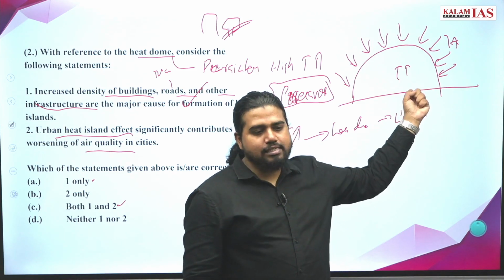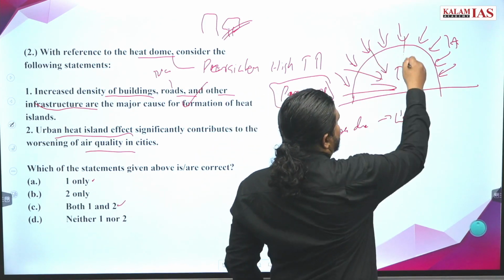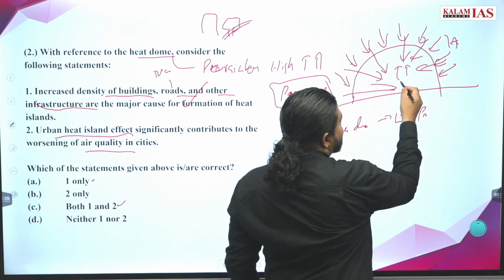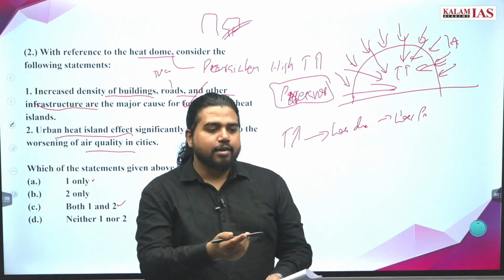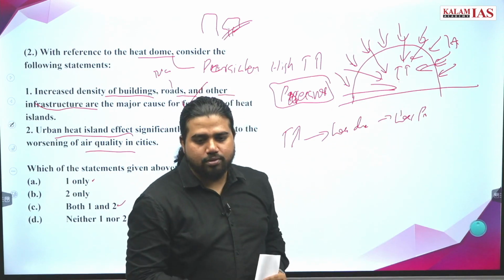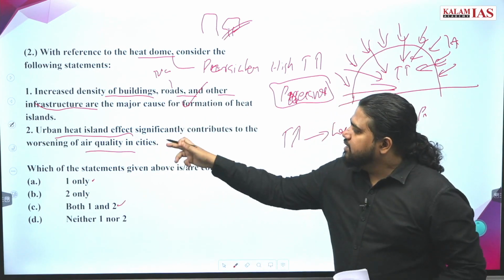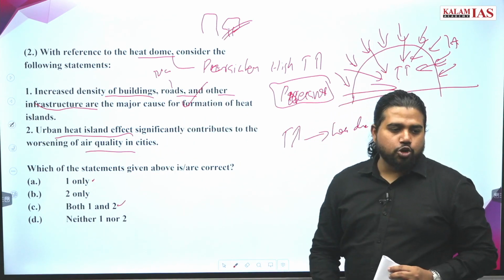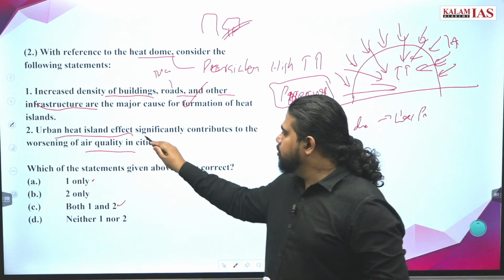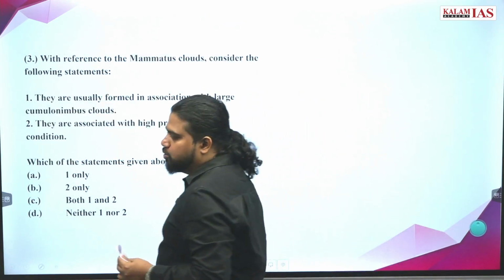Now a low pressure system developed means air from all other areas will come to the low pressure zone. So this air will also bring different particulate matter and other pollutants from the nearby zone into this heat island zone. So due to multiple mechanisms, worsening of air quality is also a problem associated with heat dome or urban heat islands. Both these statements are correct. The answer here is C. Answer the third question first.